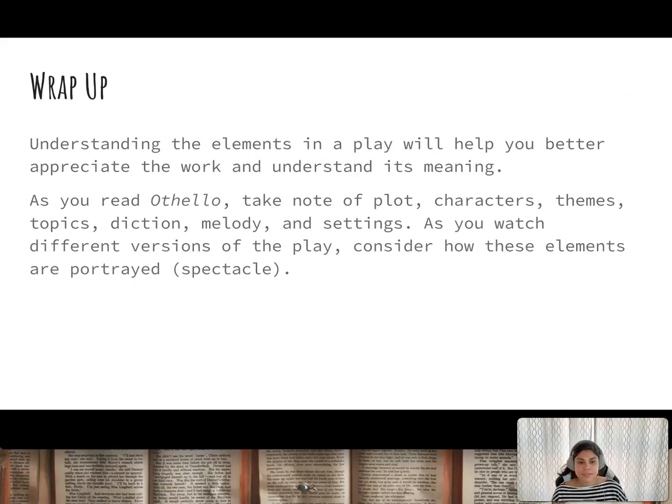All right, so to recap, understanding plot, character, theme, diction, melody, spectacle, setting, all that good stuff will make you a stronger reader and viewer of drama. As you watch and read Othello, pay attention to how each of these elements works to reveal character motivations, build tension, and leave an impact, which is so important. And when you watch O, the 2001 adaptation, observe how the spectacle, again, the setting, lighting, etc., changes as you experience the play or the film.